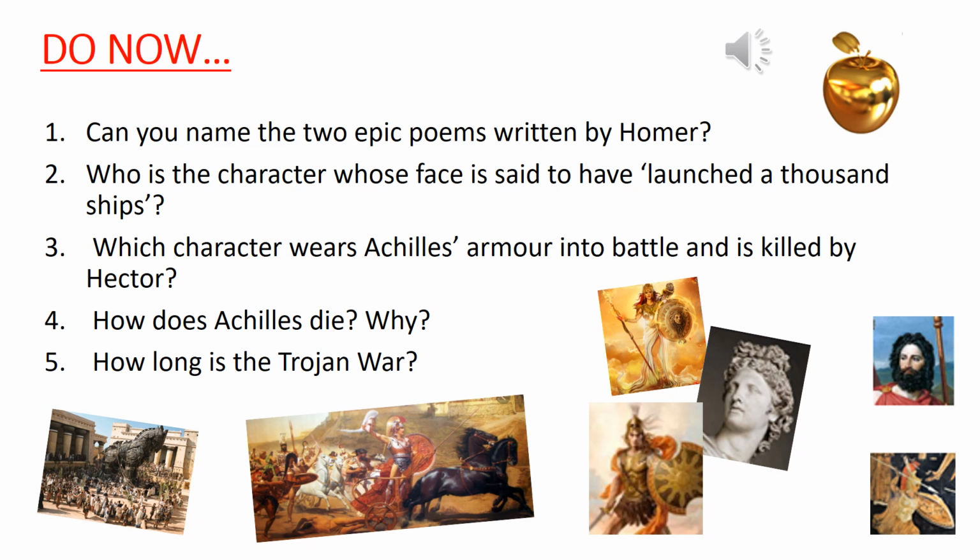Number 4, how does Achilles die and why? Your answer should be Achilles dies by having an arrow shot into his heel. This is possible because when he was a baby, he was protected by his mother by being dipped into the river Hippocrene. However, she held him by the ankle, so that bit was unprotected. And finally, number 5, how long is the Trojan War? Your answer should be the Trojan War lasts 10 years. Give yourself a mark out of 5 and well done if you remembered all of them. So if you go on to the next slide in a moment, we're going to start looking at how we annotate and analyse. So we read for meaning and understanding. Okay, well done with the do now.